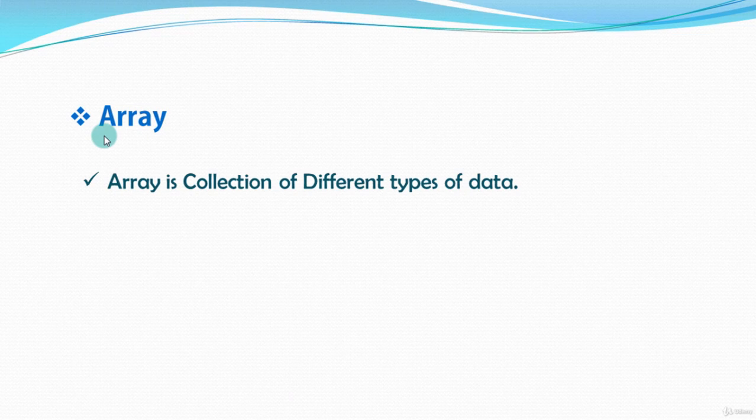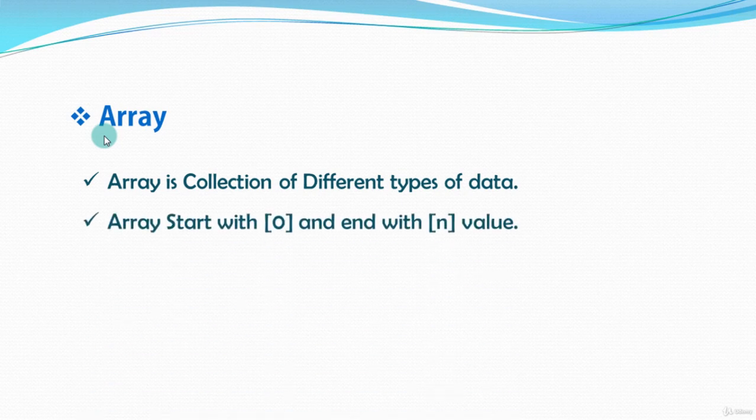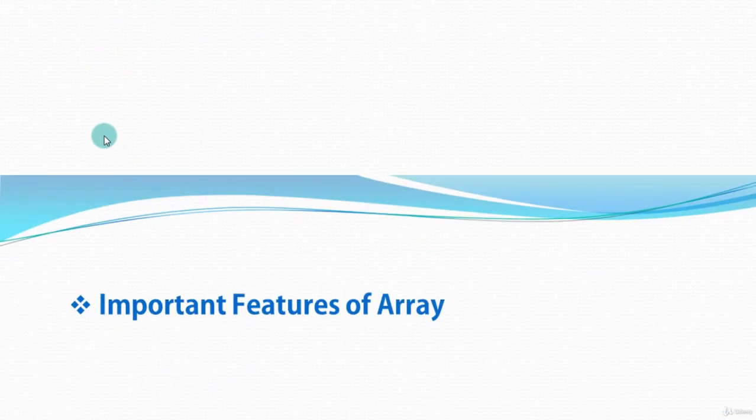Now let's move to the next topic, array. Array is just a collection of data. The data here means a collection of different types. It may be primitive or object type. Array is sequential data that starts with 0 and ends with n. So the n refers to the endless value.